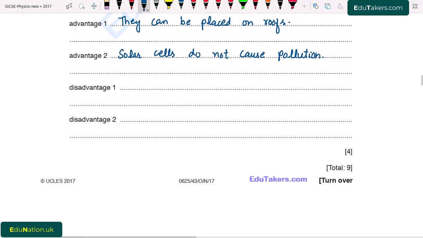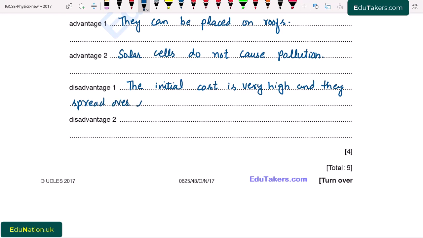So I write here the initial cost is very high and they spread over large area and take more space.